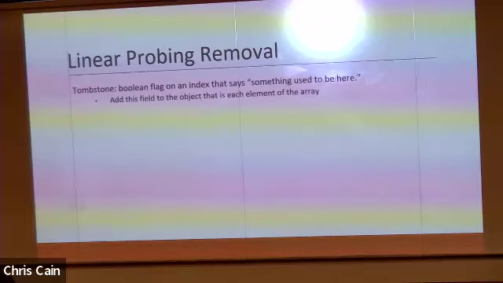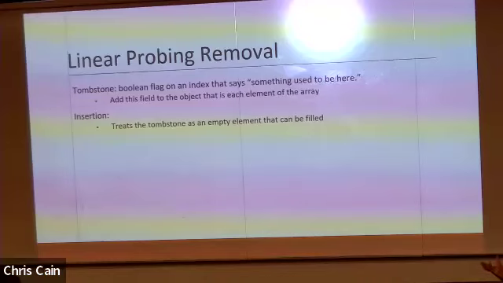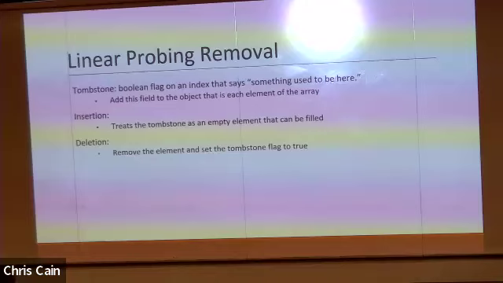So how do we manipulate the tombstone with linear probing? For insertion, the tombstone is empty, it's an empty element that can be filled. So when we insert, if we come upon a blank, and that blank has a tombstone that is false, we're going to insert there and turn the tombstone to true. When we delete, I guess we wait to set the tombstone flag to true until we delete, sorry. When we delete, we remove the element and we set the flag to true.